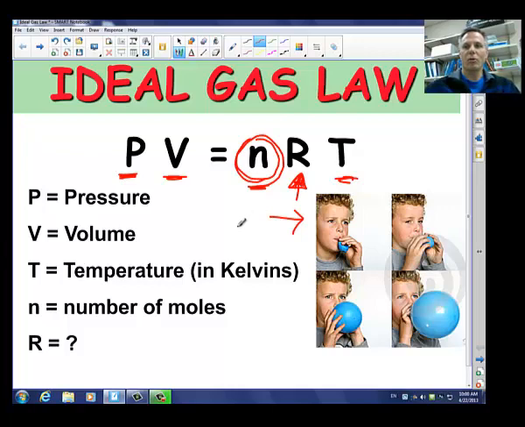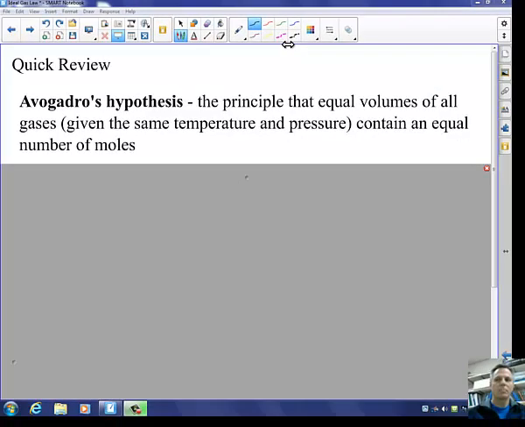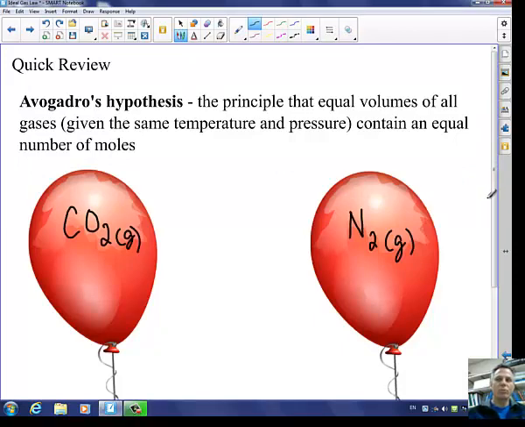So let's go ahead and take a quick review of Avogadro's hypothesis. Amedeo Avogadro said that equal volumes of all gases, if the temperatures and pressures are the same, contain an equal number of moles, in other words, the same amount of gas. So let's take a look at two balloons that have equal volumes. If they're in a room in which they have equal volumes, then what's the same?